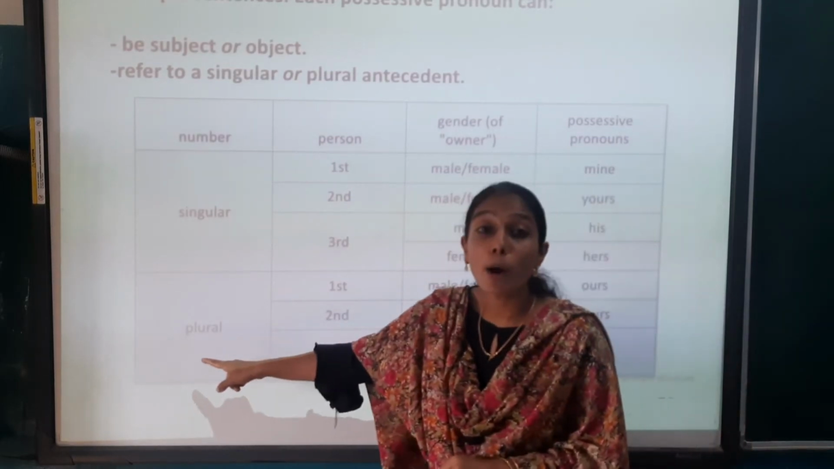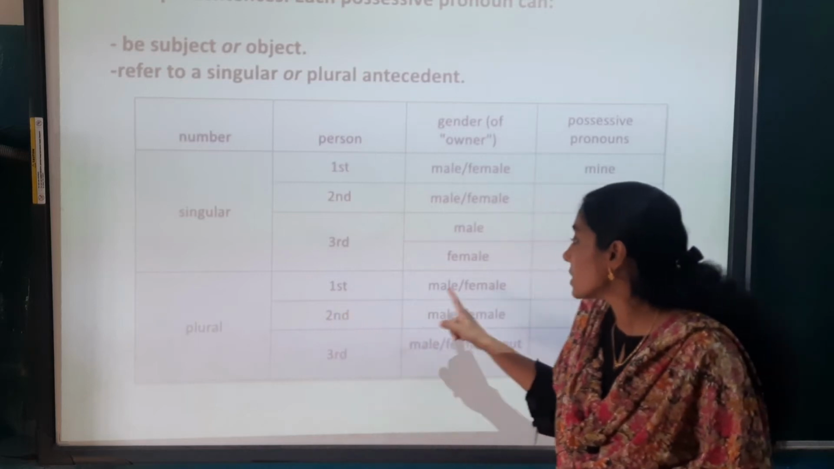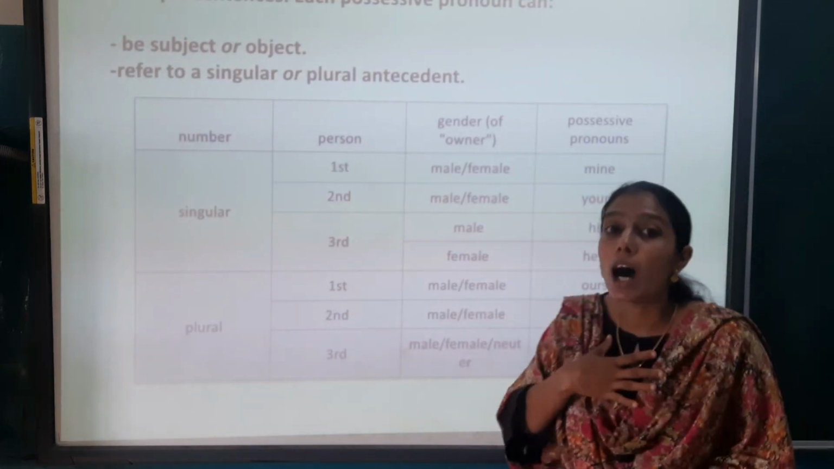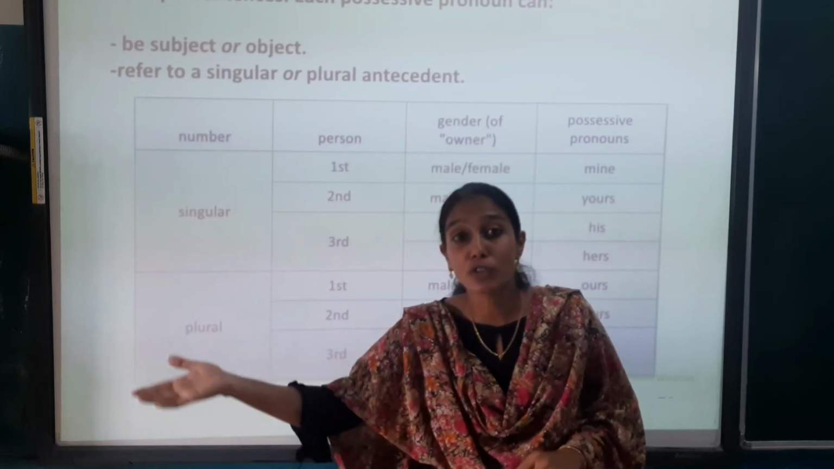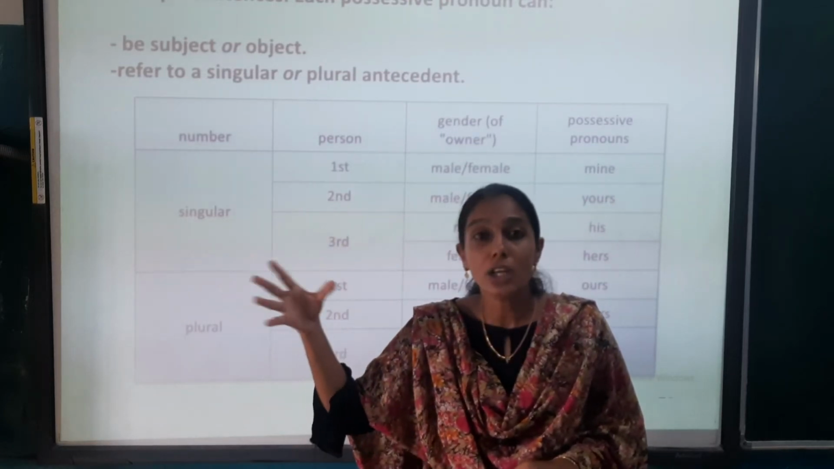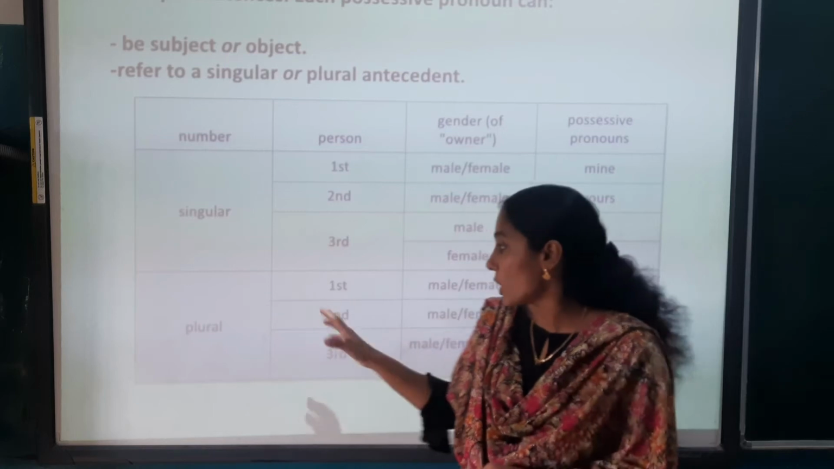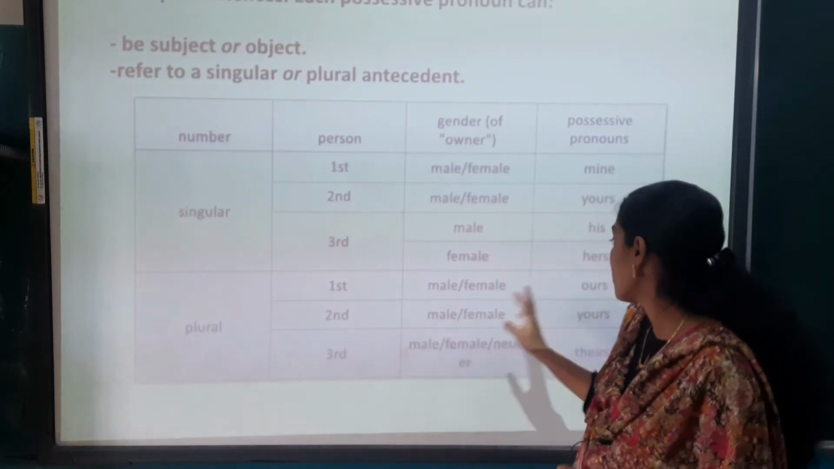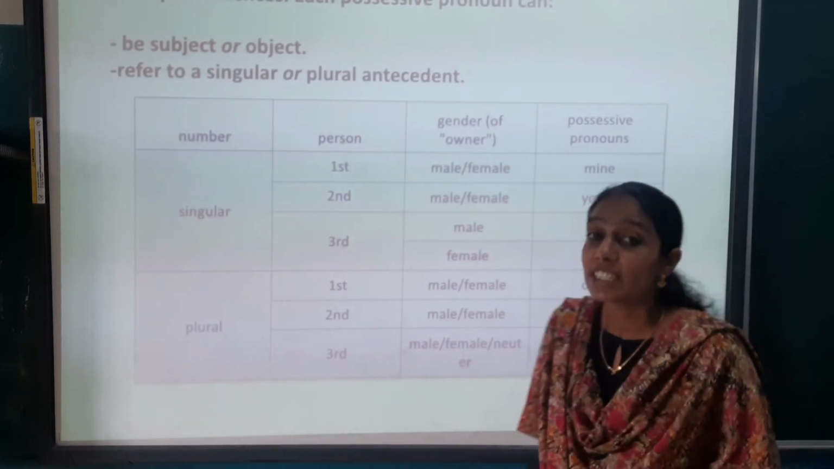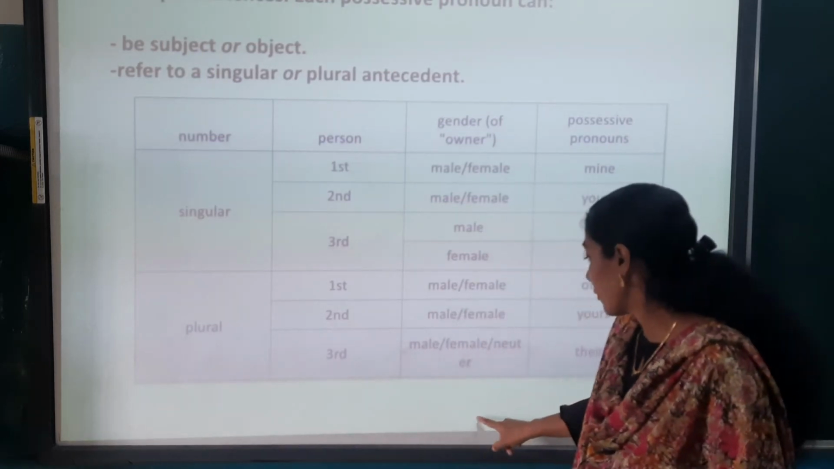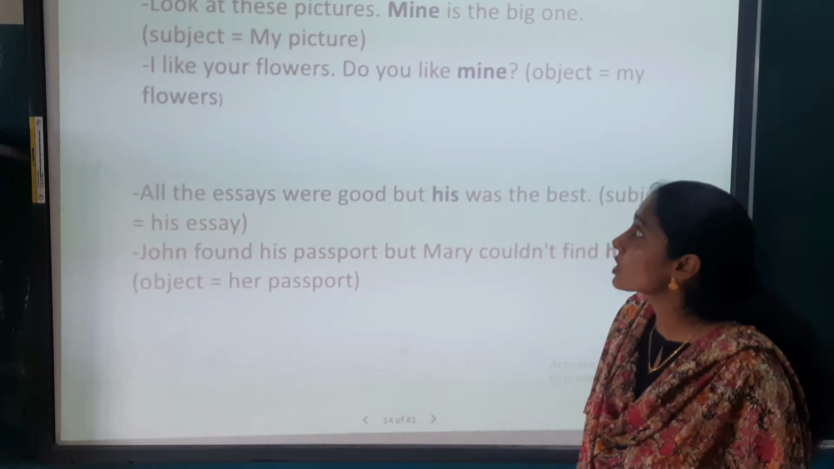When we are talking about the plural number, first person, male or female, ours. This car is ours. Ours is a beautiful house. When I am talking about something to show, ours is a beautiful house. Second person, male or female, yours. Third person, neuter, theirs. So children, have you all understood what is a possessive pronoun?